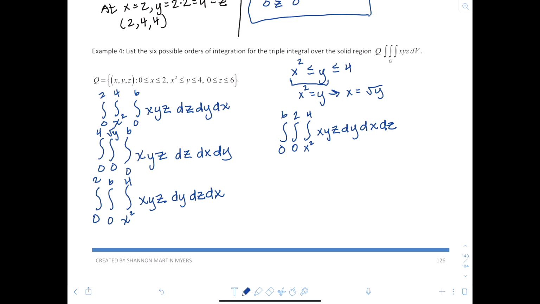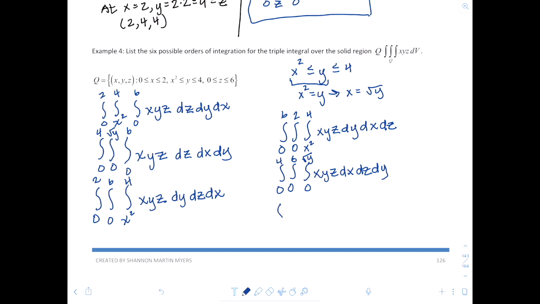All right, 2 more. So now we'll have dx be the most inside. So that would go from 0 to root y. We have our x times y times z. And then let's do dx, dz, dy. And so with dx, dz, dy, the next one would go from 0 to 6. And then y would go from 0 to 4, as we discussed earlier.